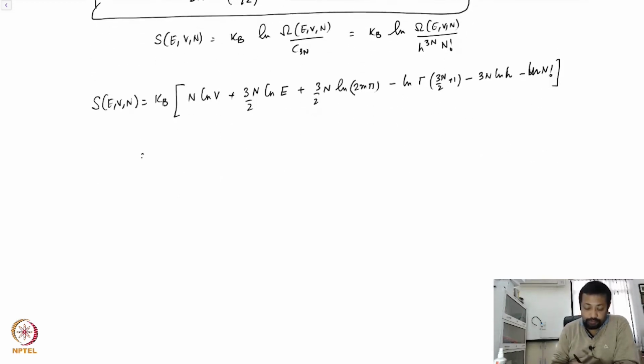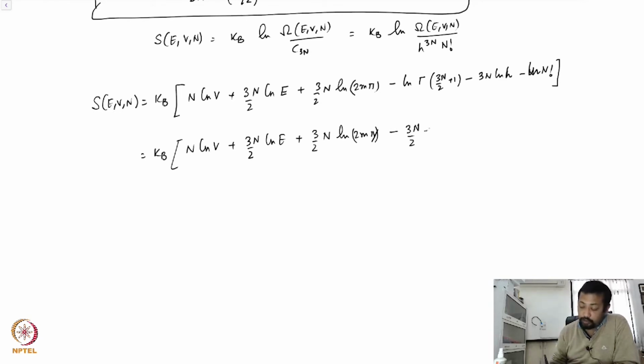We will next use Stirling's approximation to write down the gamma function and the factorial function in the following way. Since N is large enough, gamma 3N by 2 plus 1 is going to be 3N by 2 factorial. Therefore you have ln of 3N by 2 factorial, which is 3N by 2 ln 3N by 2 minus 3N by 2, minus 3N ln h, minus N ln N plus N.